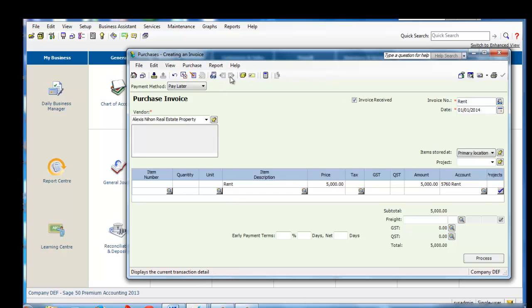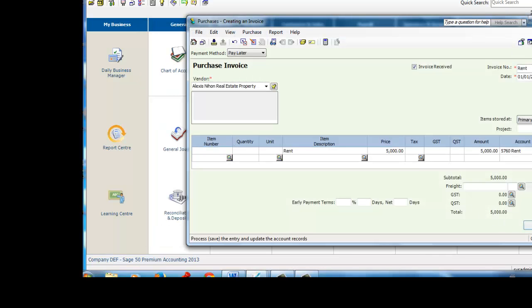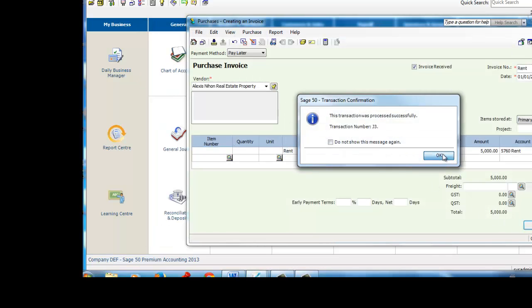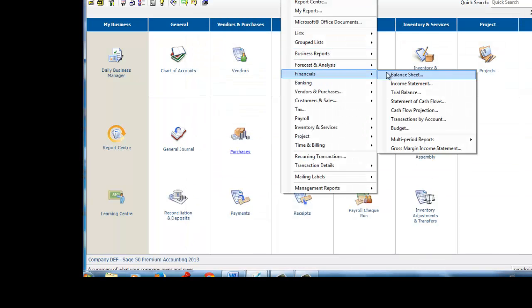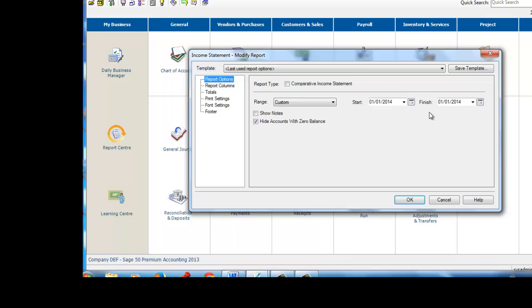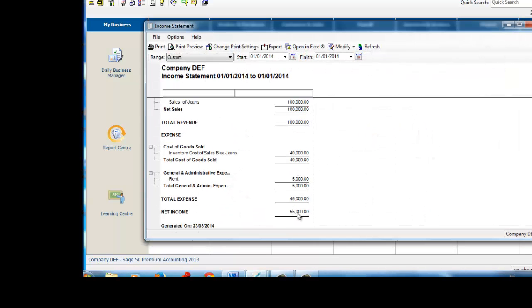What is the entry when I post this? Let's look at it again. It's debit rent expense and credit accounts payable. Process the transaction. What is the effect on the income statement? Based on the accrual method of accounting, even though we haven't paid now, it went from $60,000 to $55,000 because $5,000 is an expense.